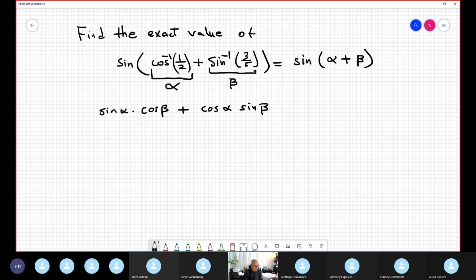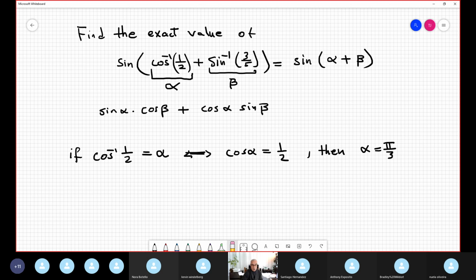Okay, if you suppose that cosine inverse of 1/2 is alpha, this is equivalent to say that cosine alpha is equal to 1/2. Right? Now you see, what is the angle whose cosine is 1/2? Oh, it's pi over 3. Therefore, alpha is pi over 3. Do you follow me? Yes or no?